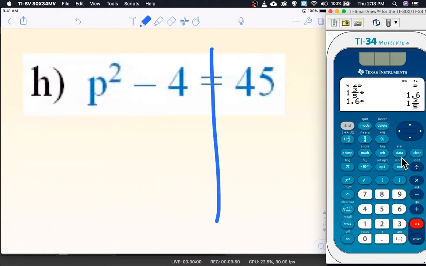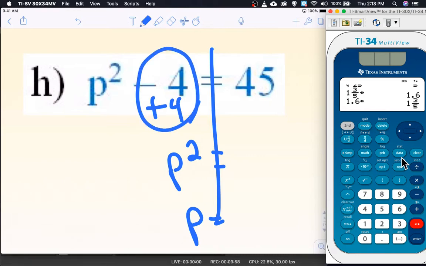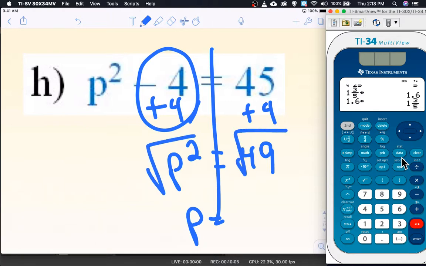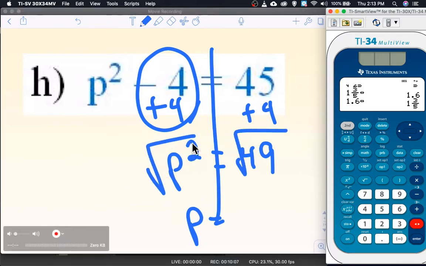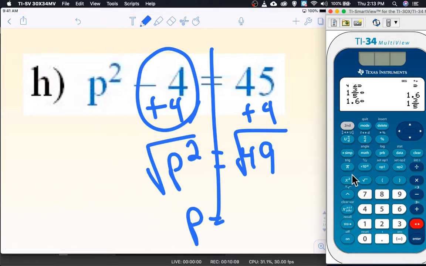We are going to get the p part by itself. In order to do that, we're going to add 4 to cancel out that minus 4 first, giving me 49. When I square root both sides, my square root and my square cancel. They're opposite operations, and the square root of 49 is a positive and a negative 7.